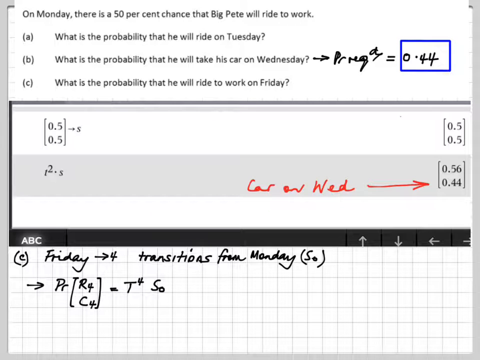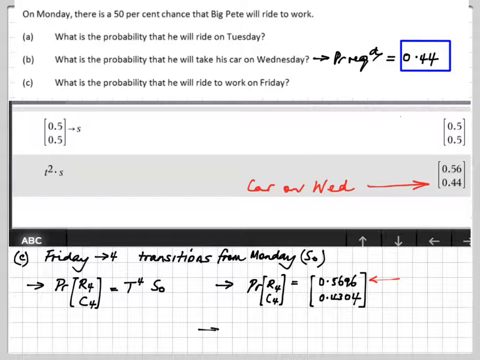Now, I haven't actually given you a screen dump of this, but it's really easy. You just do T to the 4 times the initial state matrix, and you get that, which is now which one do we want? We want the riding to work on Friday, which is the first one, the R1. Yeah, it's that one. So therefore, the probability that he's going to ride on Friday is 0.5696. There you go. There's Mr. Box. Thank you, Mr. Box. Do you get the picture?